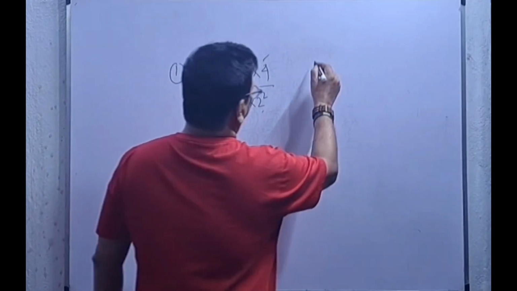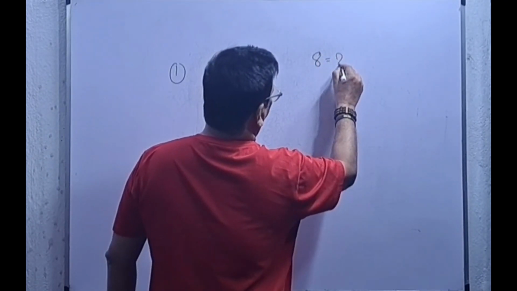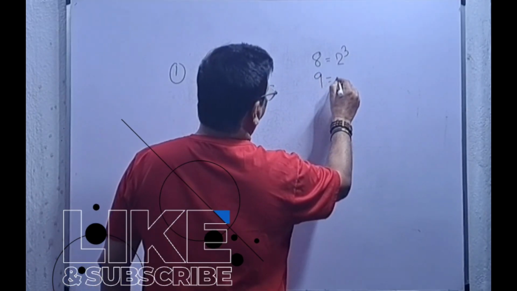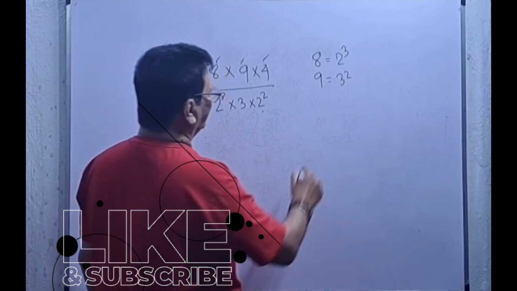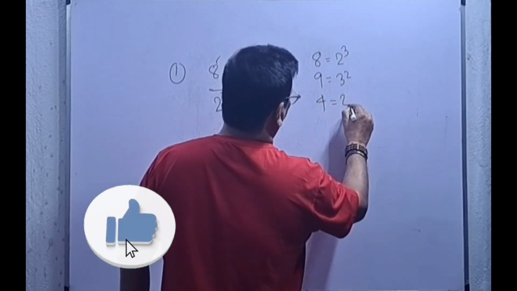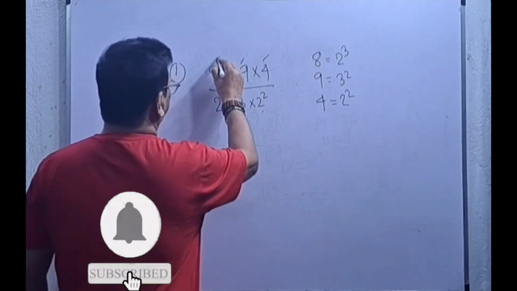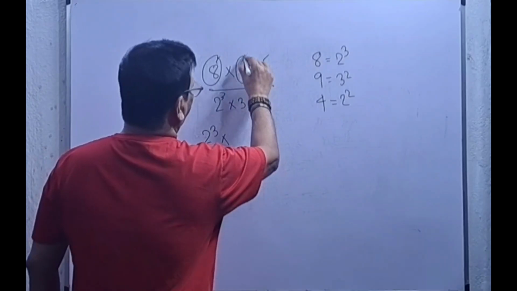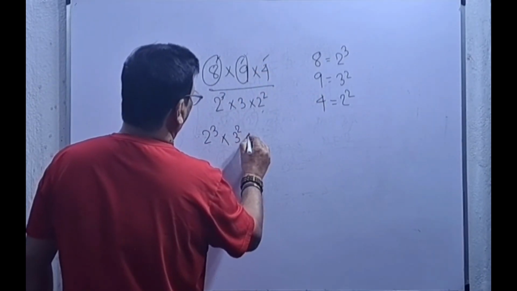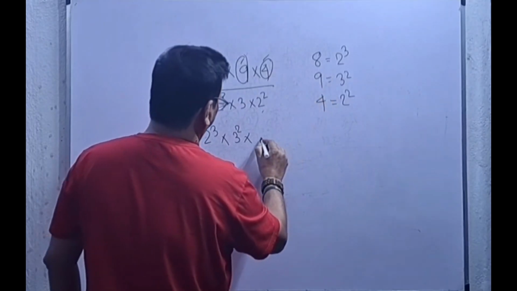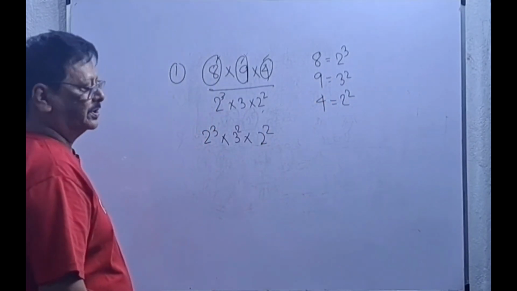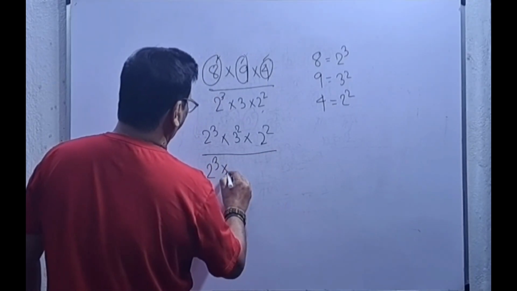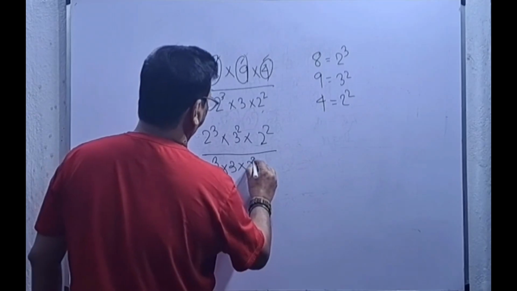We'll convert. How? See, 8 is equal to 2 to the power of 3. Right? 9 is 3 to the power of 2. Right? 4 is 2 to the power of 2. Okay? So we'll replace 8 by 2 to the power of 3, multiplied by, replace 9 by 3 to the power of 2, multiplied by, replace 4 by 2 to the power of 2. See? Now we got the bases same. Divided by 2 to the power of 3 multiplied by 3 multiplied by 2 to the power of 2.